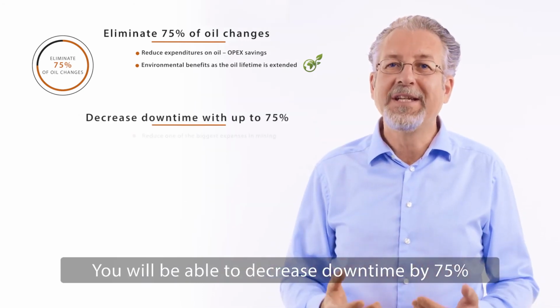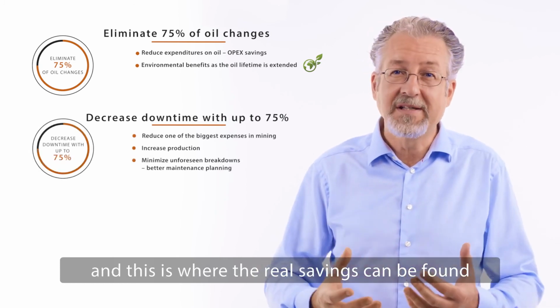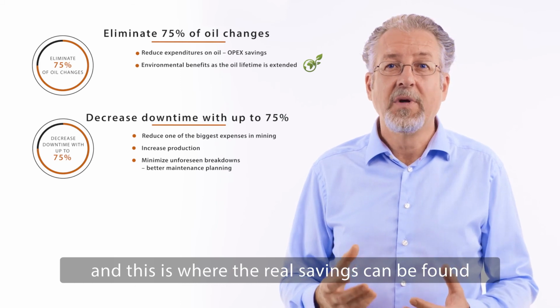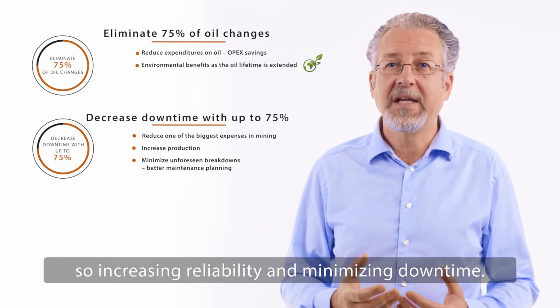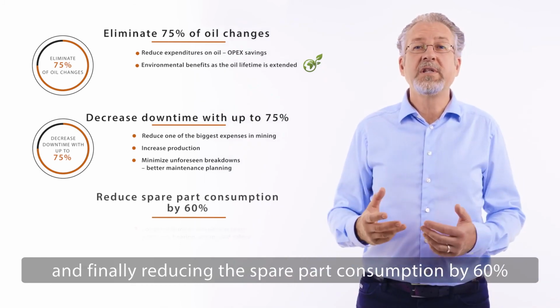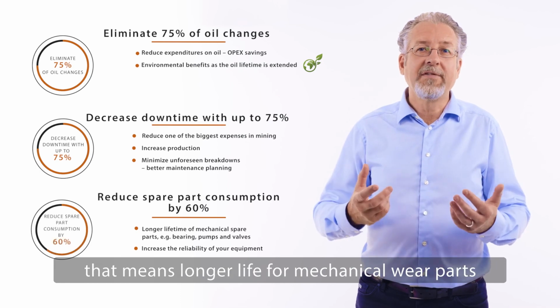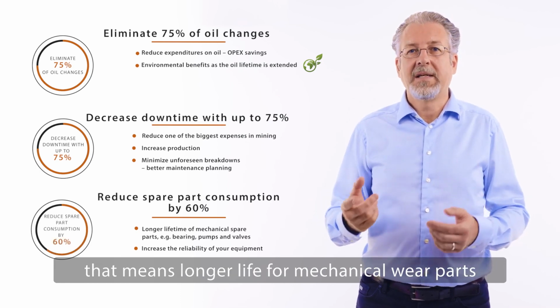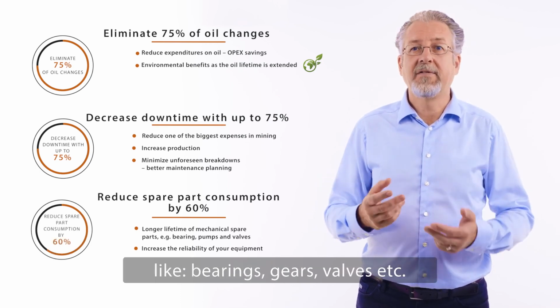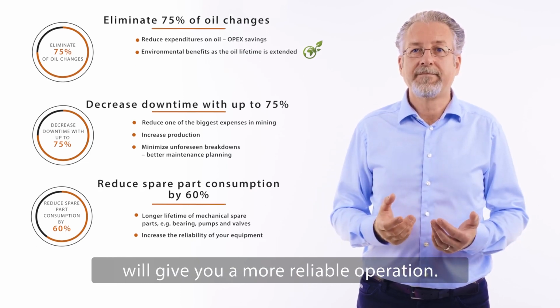You'll be able to decrease downtime by 75%, and this is where the real savings can be found. So increasing reliability and minimizing downtime. And finally, reducing the spare part consumption by 60%. That means longer life for mechanical wear parts like bearings, gears, valves, etc. Will give you a more reliable operation.